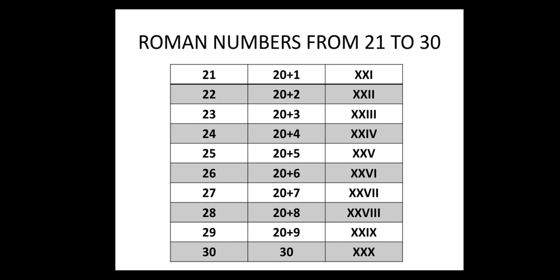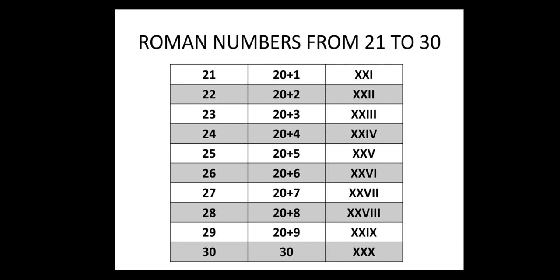Now let's go to 21 to 30 Roman numerals. 21 is 20 plus 1, 20 we know is XX and I. 22 is 20 plus 2, XX, II. 23 is 20 plus 3, XX, III. 24 is 20 plus 4, XX, IV. 25 is 20 plus 5, XX, V. 26 is 20 plus 6, XX, VI. 27 is 20 plus 7, XX, VII. 28 is 20 plus 8, XX, VIII. 29 is 20 plus 9, XX, IX. 30 is triple X, 10 plus 10 plus 10 is XXX.